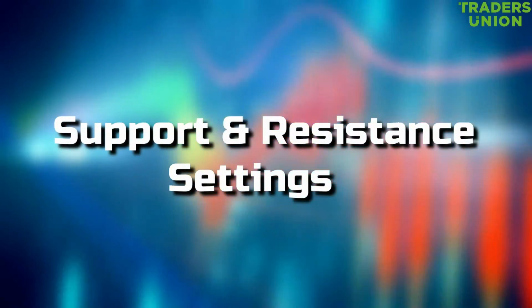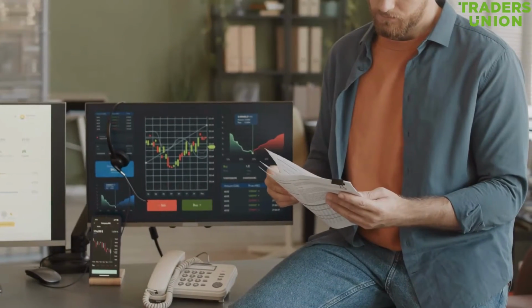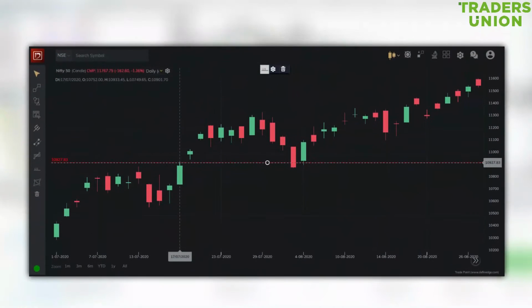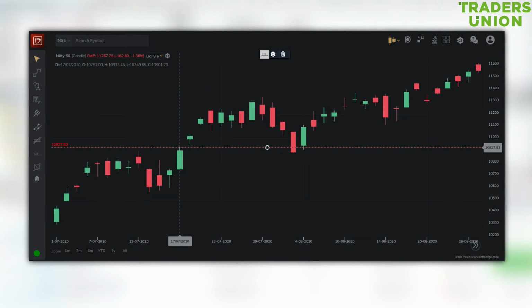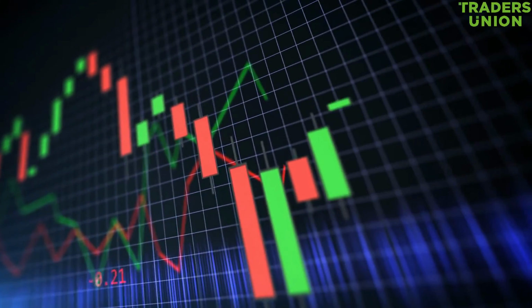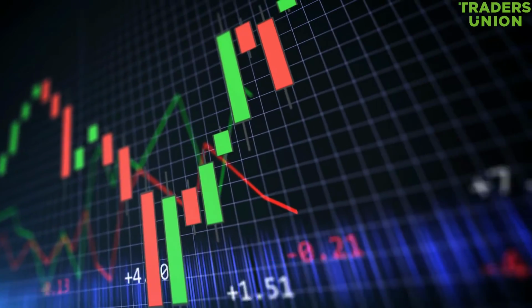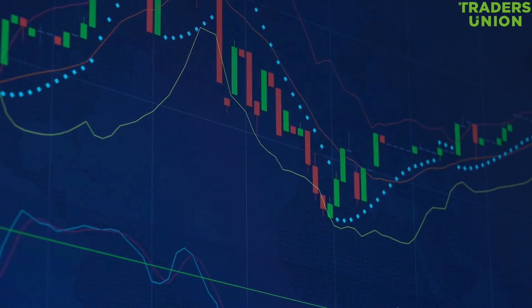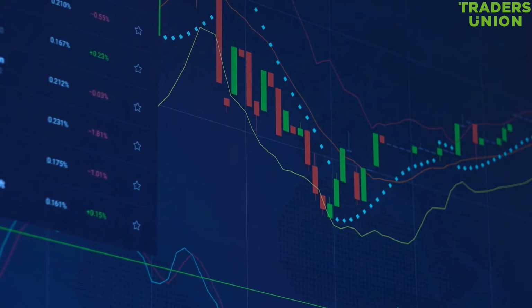Support and resistance settings. The support and resistance indicator has simple and flexible settings. Level width, from 1 to 10. At 1, the indicator will show narrow levels. At 20, wide zones. Frequency: this setting determines how tightly the levels are placed. More, tightly. Less, only the most significant levels are shown.